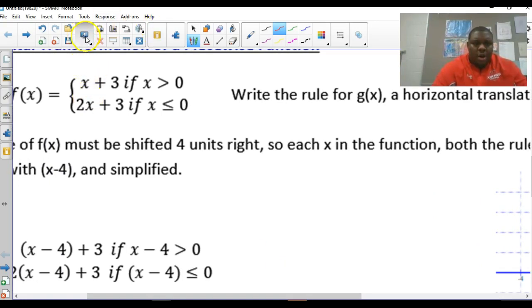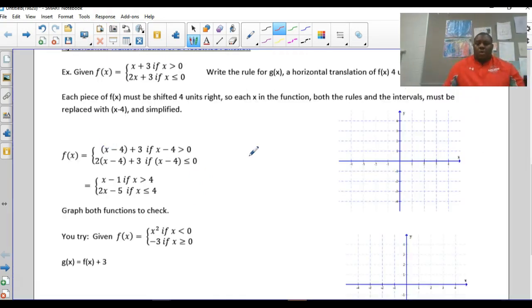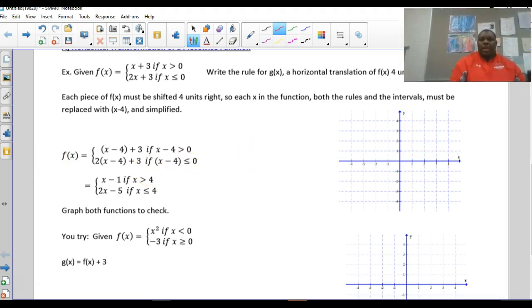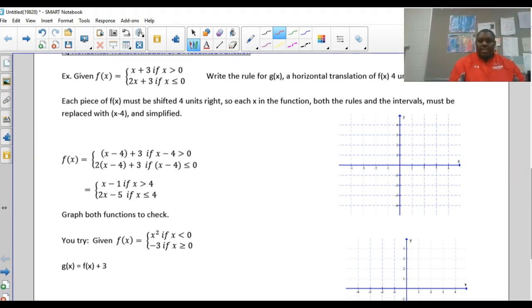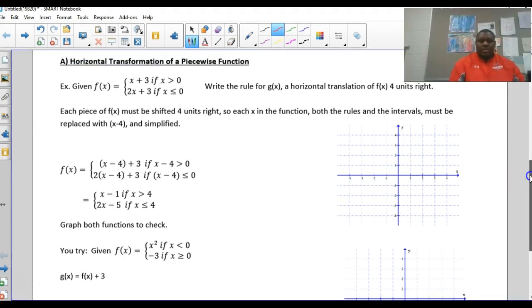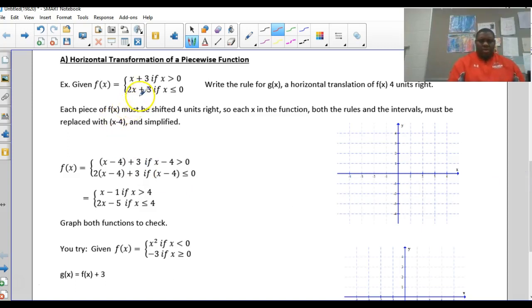We got these piecewise functions right here. Here's the first one, and we're going to graph that first one now. In the graph, all you have to do is pick values that fit the condition. For example, this one right here, x plus 3: here's the function, here's the condition, where x is greater than 0, x is larger than 0.